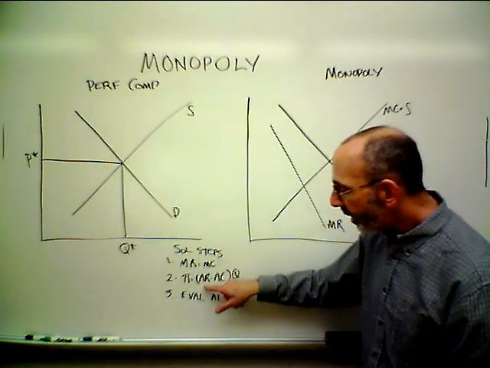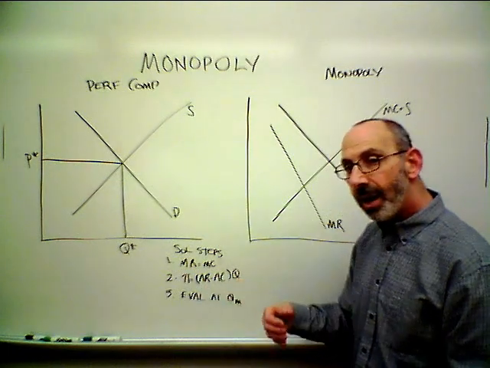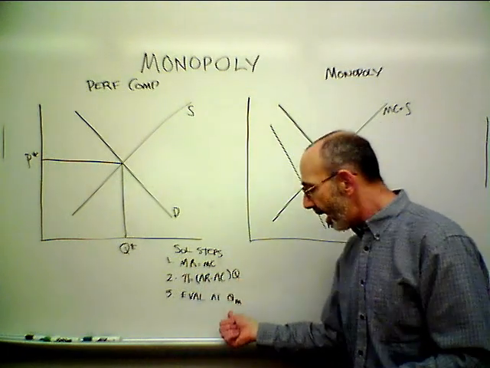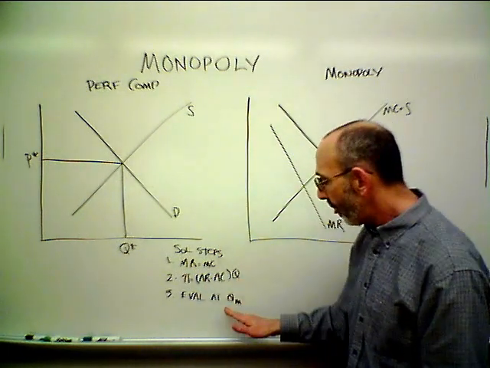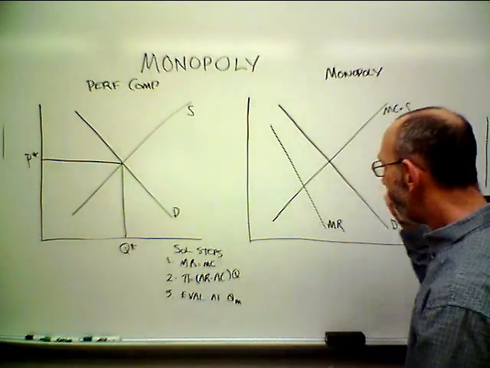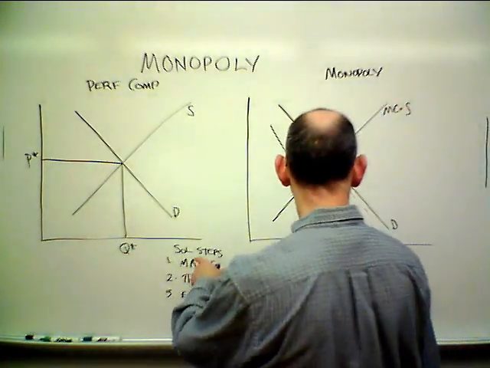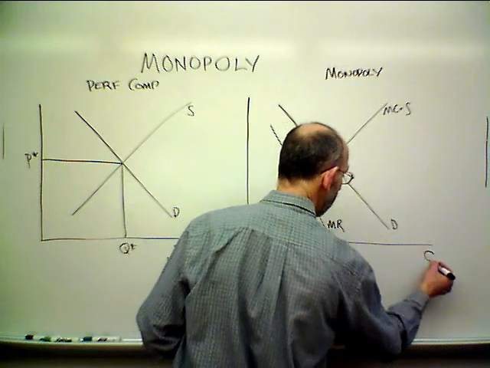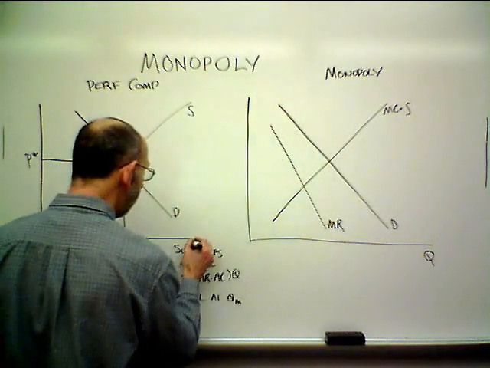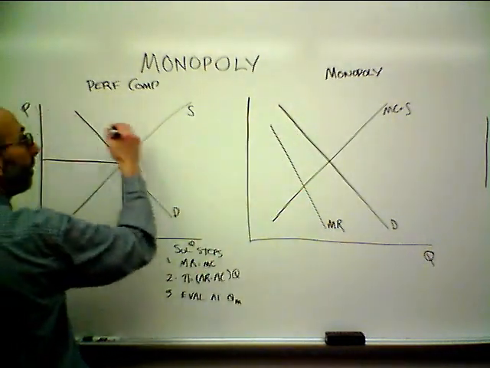Number three, we need to find out where AR and AC exactly intersect or are on this vertical line for Q sub m. So let's go ahead and look at Q sub m. In this situation here, this is quantity on this axis, quantity here, this is price.